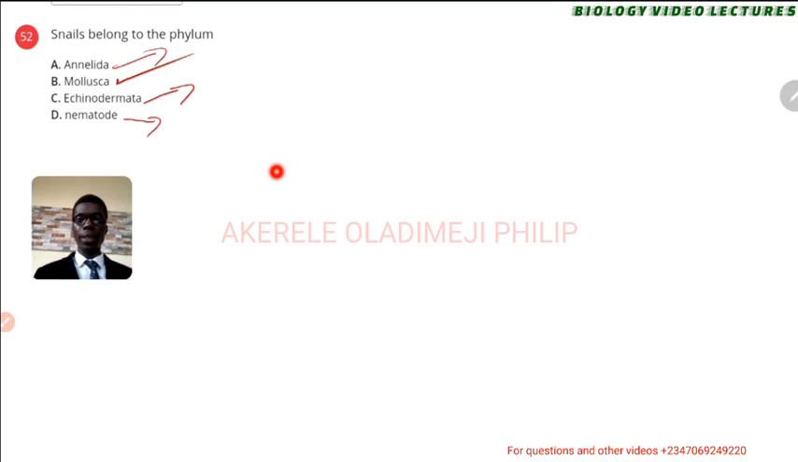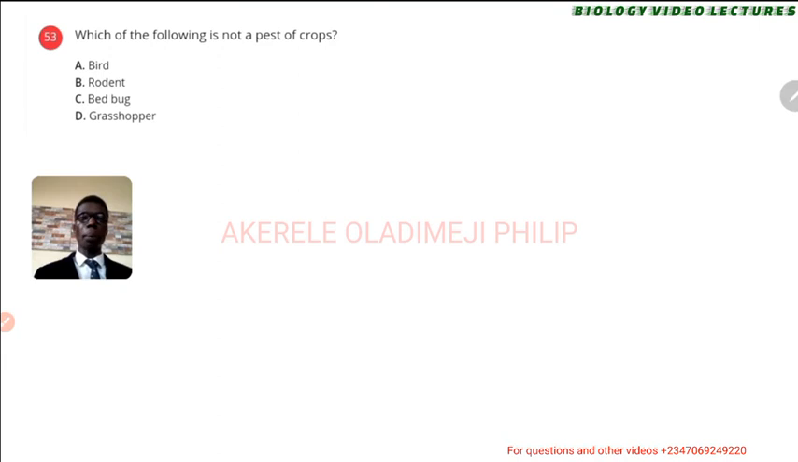Which of the following is not a pest of crops? That does not affect crops. Birds affect crops. Rodents affect crops. Bed bug. Wow, that does not affect crops. That affects humans. It's an ectoparasite in humans, which sucks humans' blood. Of course, grasshopper is a very prominent pest of crops.